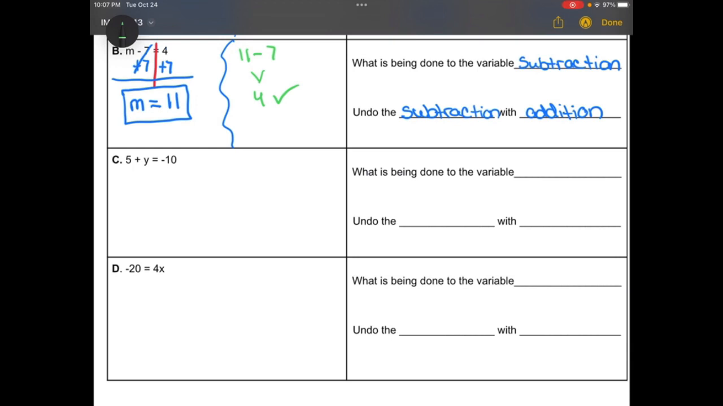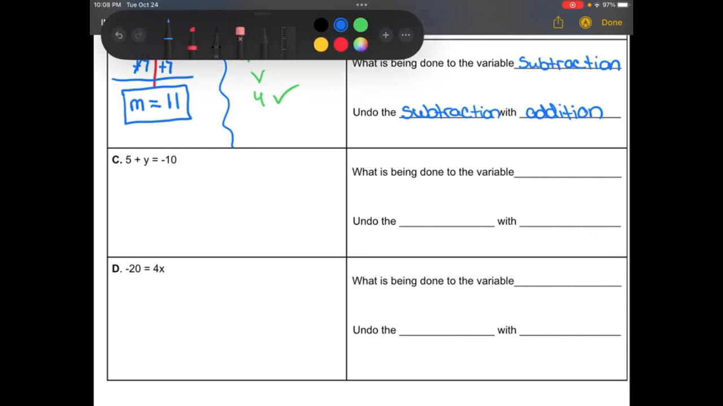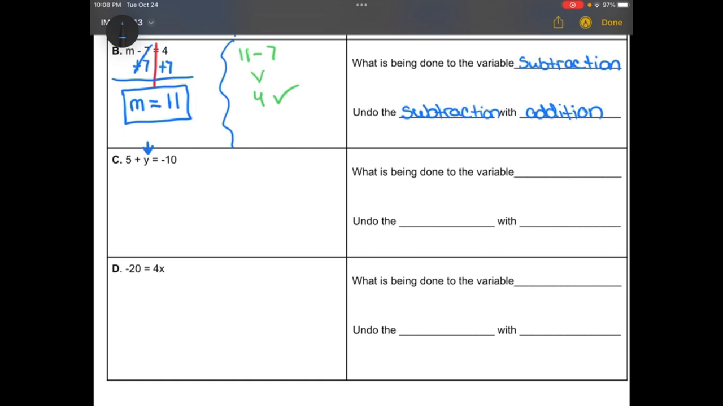Example C. 5 plus y equals negative 10. Again, ask yourself the question, what is being done to the variable? Identify your variable. My variable is y. And what is happening to the y? Well, I have a 5 being added. I have a positive 5. So I'm going to put addition. You want to undo the addition with the inverse. What is the inverse of addition? Subtraction.